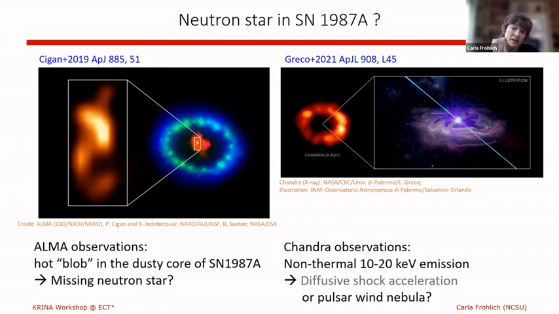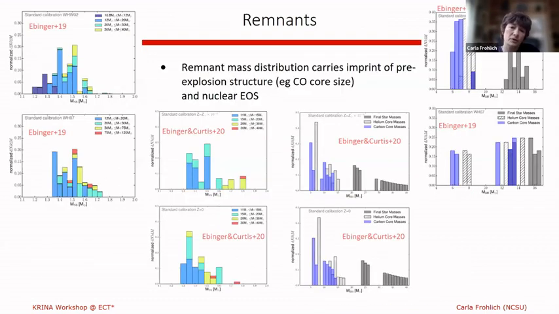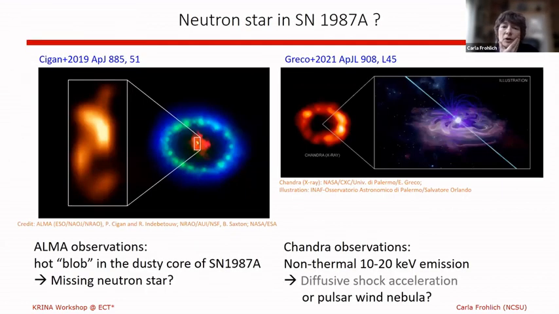This, in particular for the neutron star mass predictions: supernova 1987A is the best studied core collapse supernova, and there were two recent observations, one from this year and one from two years ago, on this question of where is the neutron star of 1987A, or what compact object was left behind by 1987A. So this is not our work.